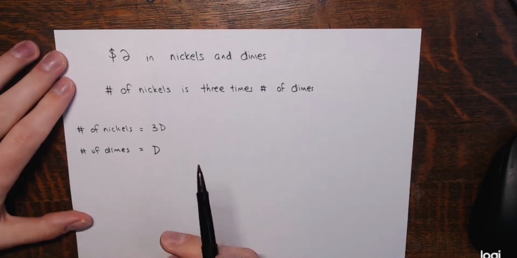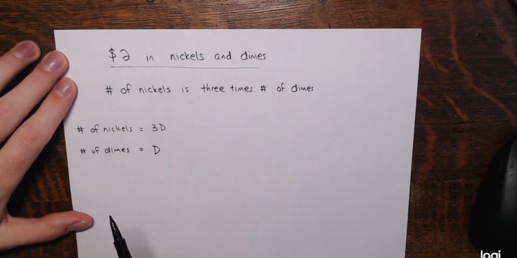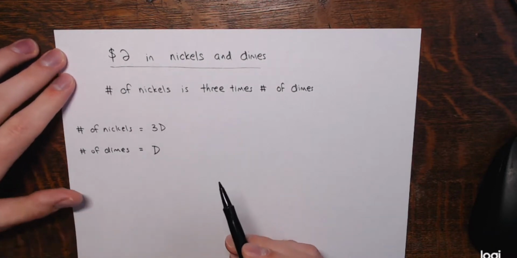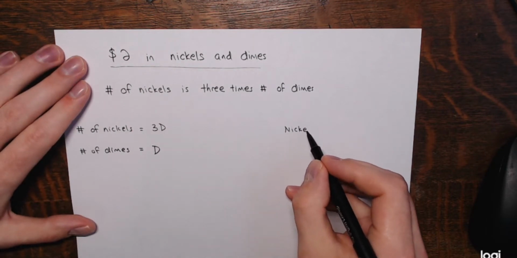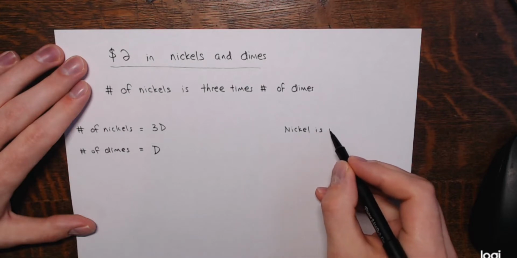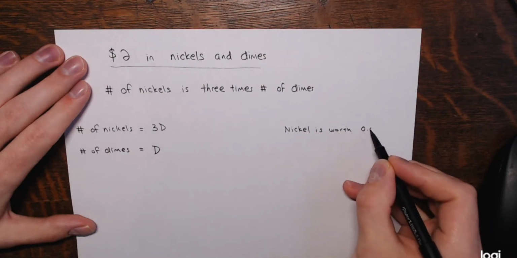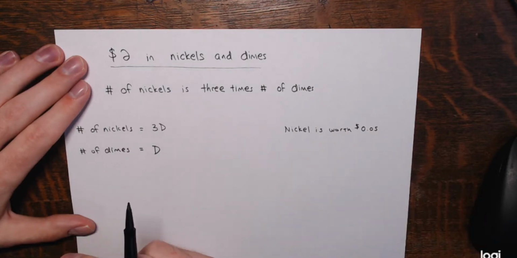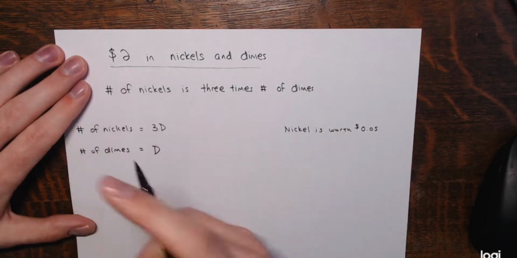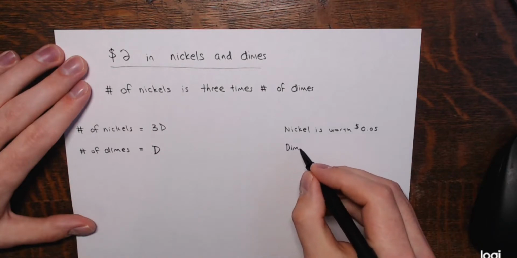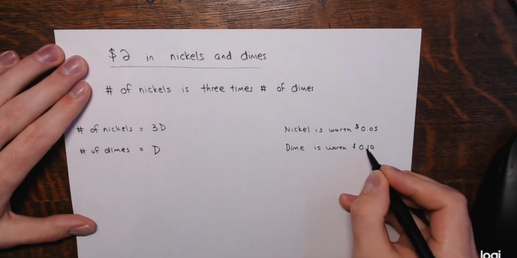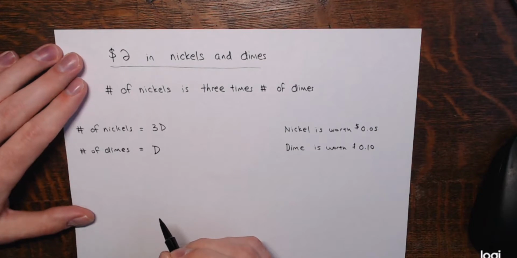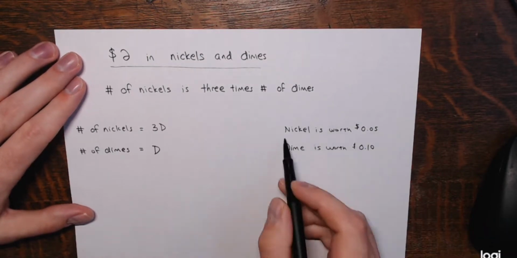Now, we are told we have $2 in nickels and dimes. So this is where the background information comes in. Remember, I said this out loud, but a nickel is worth $0.05, right? If we're talking dollars. A dime is worth $0.10, 10 cents, a tenth of a dollar. This is some background information that they're assuming that you know.